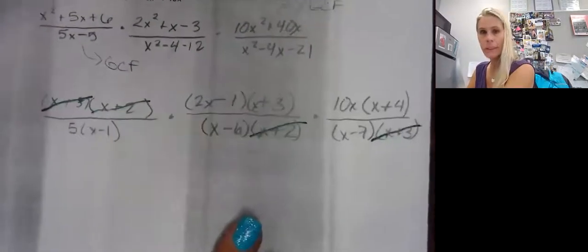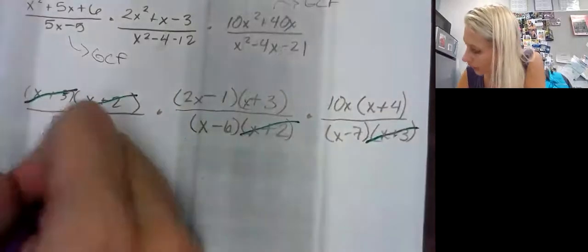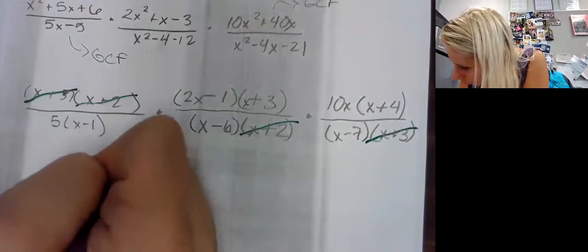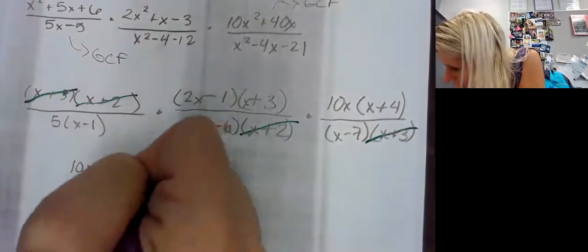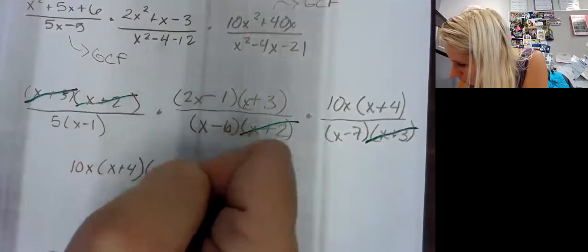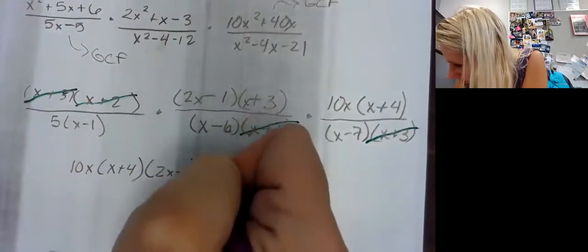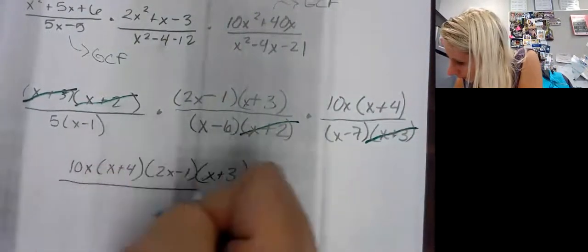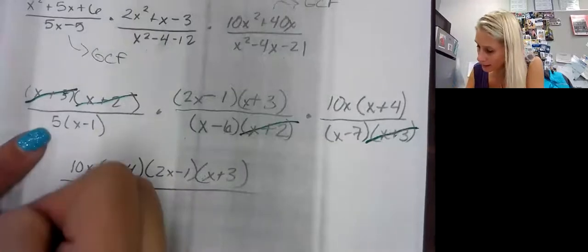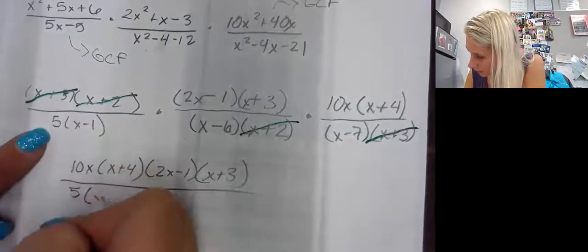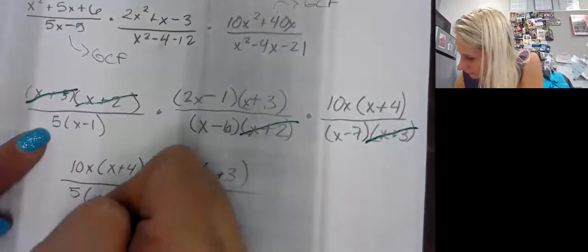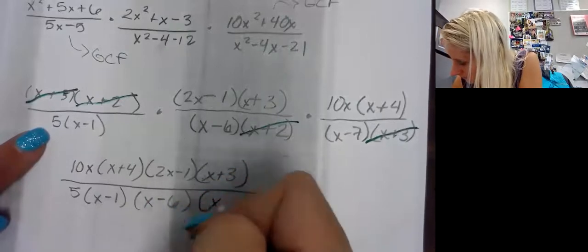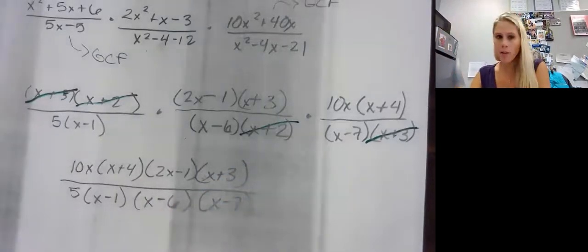So, let's see what the answer is. On top, we have a 10x. We have an x plus 4. We have a 2x minus 1. And an x plus 3. Ooh, that's a long one. Let's see. We have on the bottom a 5. Ooh, I want to show you something. I need you guys to look at this last step. See how I wrote this?